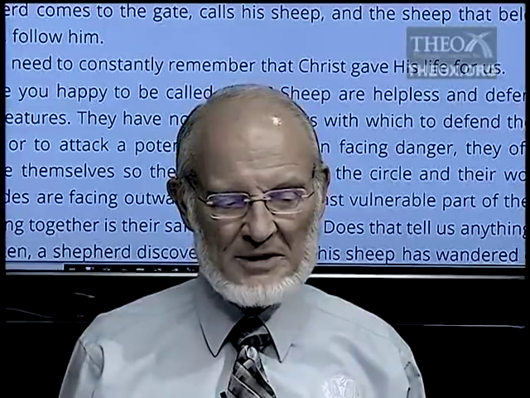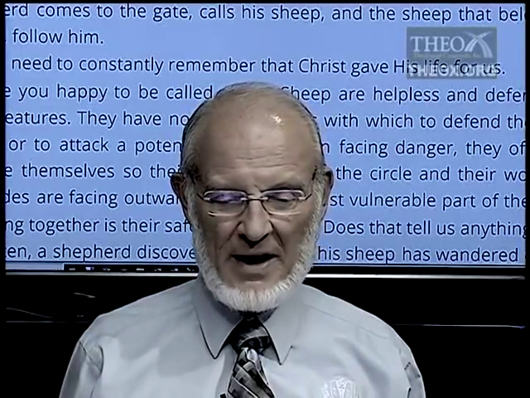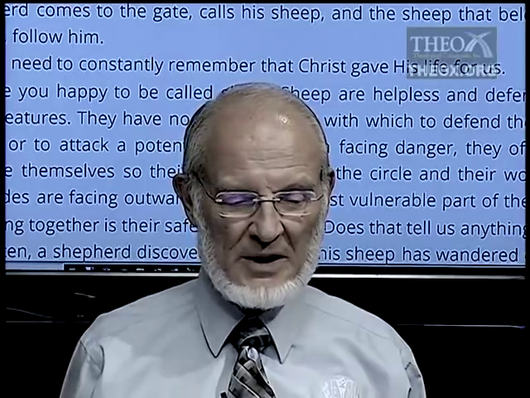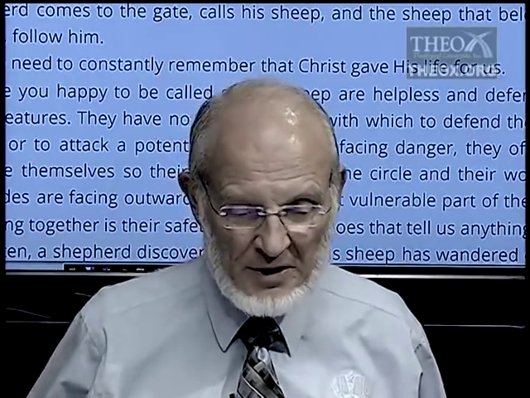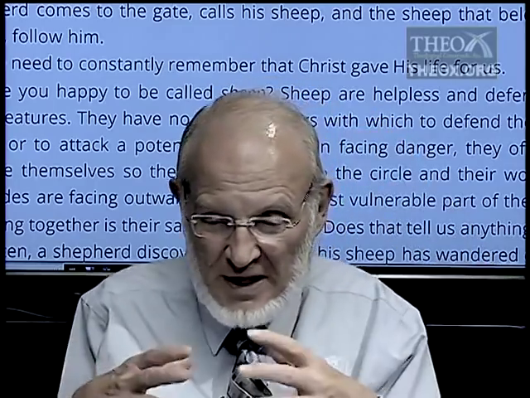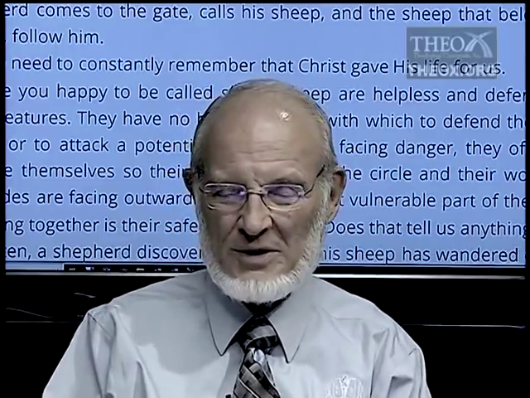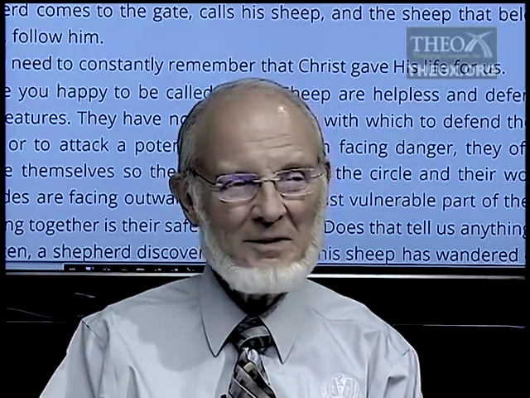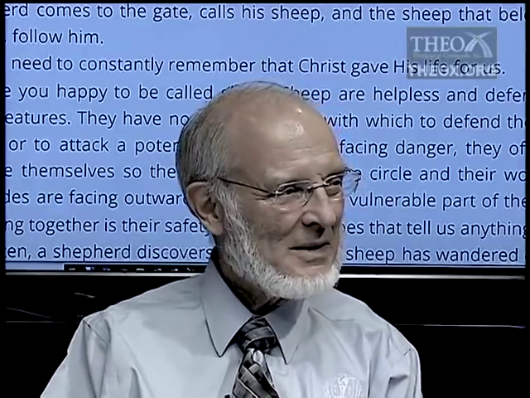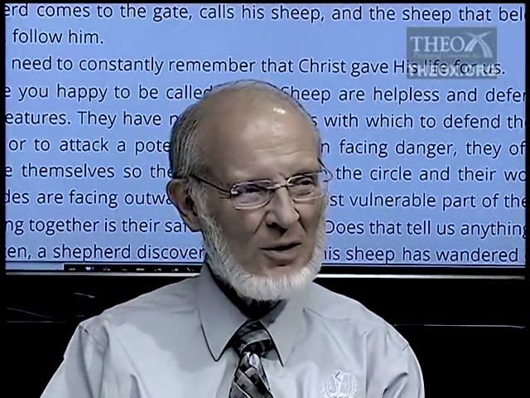Well, sheep are helpless and defenseless creatures, by and large. They have no horns, they have no fangs with which to defend themselves or to attack a potential enemy. When facing danger, they often encircle themselves so their faces are inside the circle and their woolly backsides are facing outwards. And what's the reason for that? Plenty. That's the least vulnerable part of them. Yeah, plenty of wool there. Hopefully. Yeah, and if a wolf comes along and bites, all he gets is a big mouthful of wool, right?